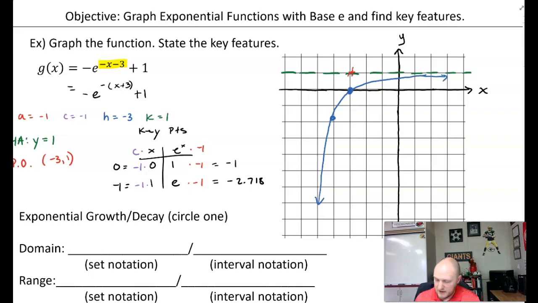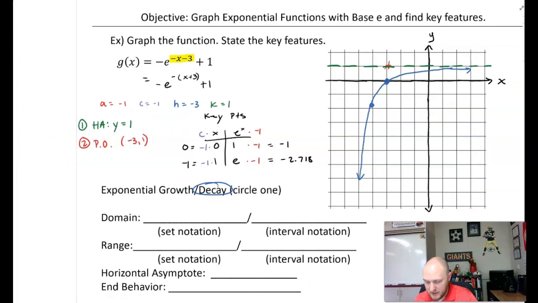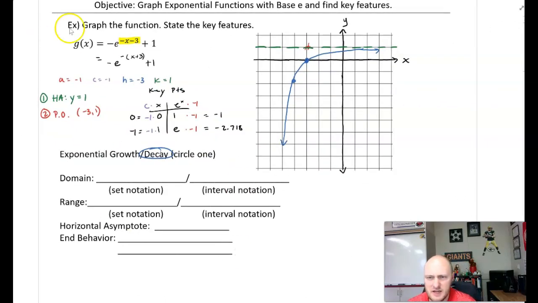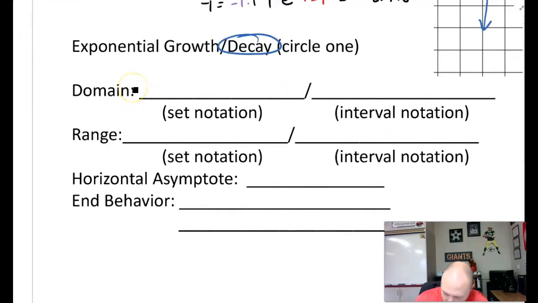here is our graph. This is exponential decay, because that base is less than 1, right? e to the -1 power. Our domain, -infinity less than x less than infinity. So -infinity to infinity. Our range, these are the y values where y is less than 1.